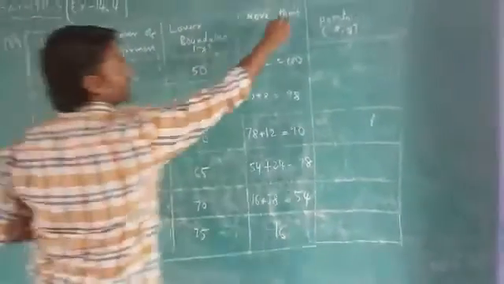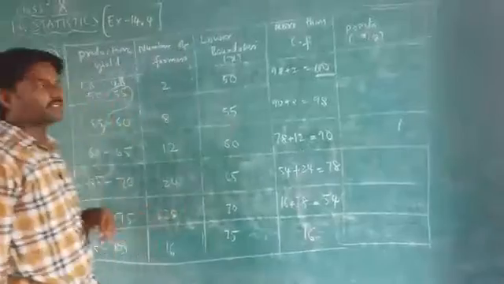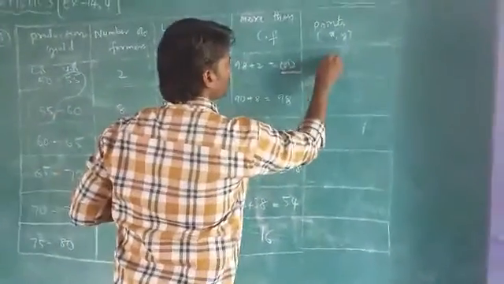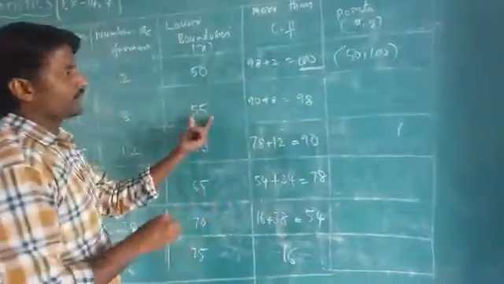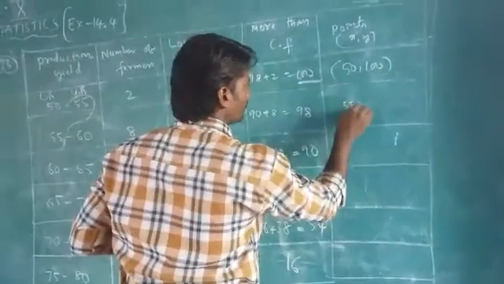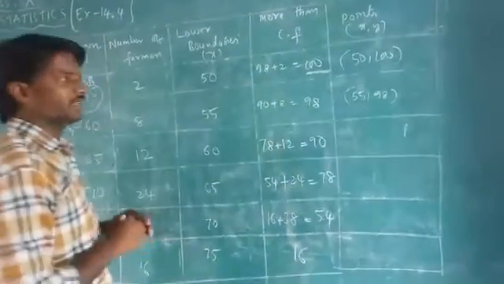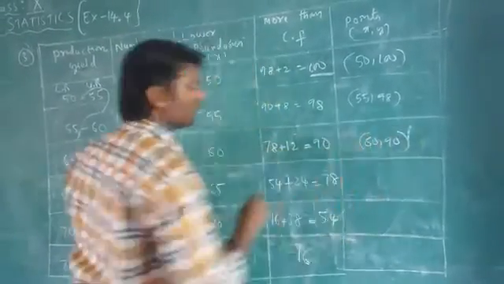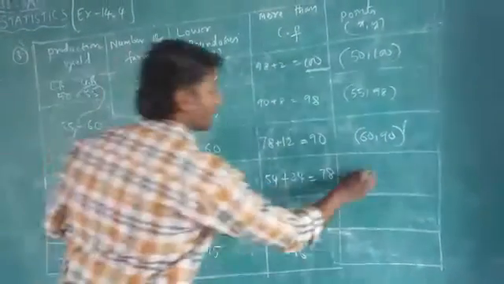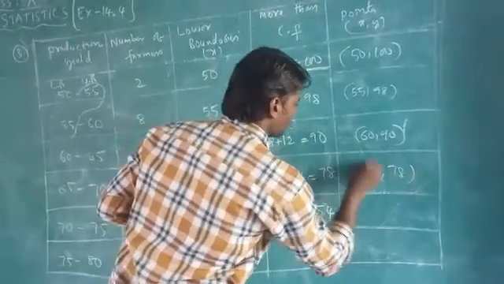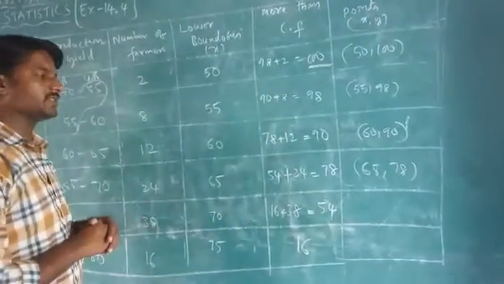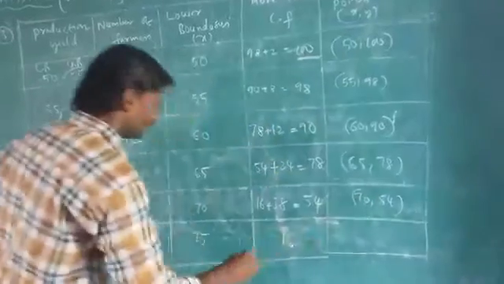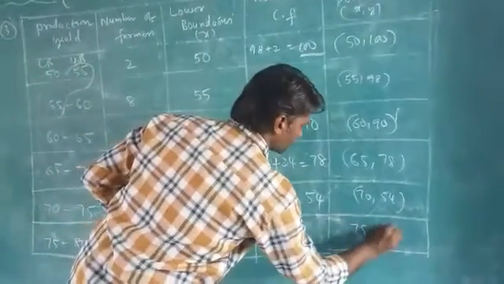So for the more than CF, first will be the more. Now the points: take x boundaries and 50 comma 100 first one. Similarly 55 comma 98. Children, the graph you have to do as homework. I am not explaining the graph. By seeing these points, I gave these points: 60 comma 90, 65 comma 78, 70 comma 54. Choose your approximate scale, take an accurate scale and do it. And the last one 75 comma 16.